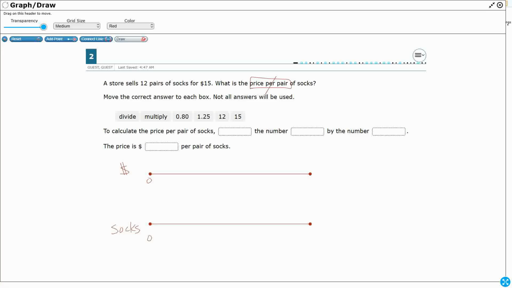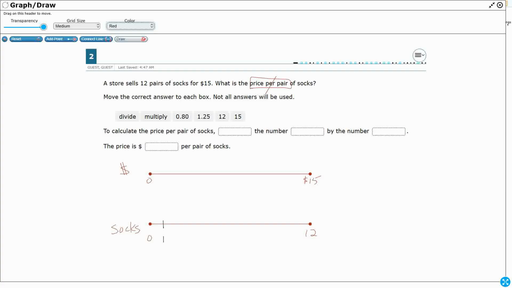If I buy 12 socks, I am spending $15. That's what they're telling me. Really, what I'm looking for is how much does one pair of socks cost. That's what I'm looking for. So how can we use this double number line? Well, this helps us keep our ratios and proportions separate as we scale down.